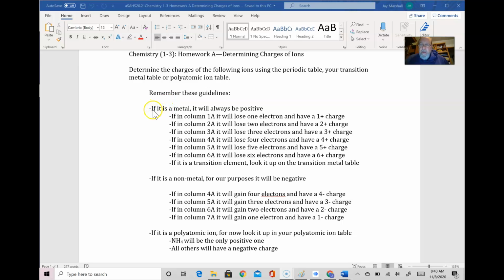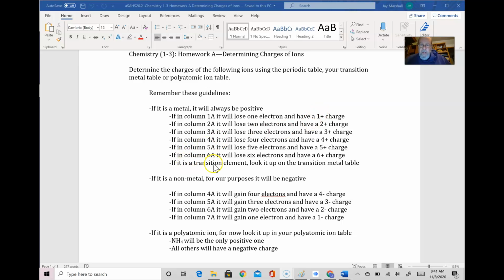If the substance that we're looking for is a metal, remember that's always on the left side of the zigzag line, it will always be positive. If it's in column 1A, it will lose 1 electron and have a 1+ charge. 2A, it'll lose 2 electrons and have a 2+ charge, and so on. So we figure out the number of a metal ion if we look at the A column number. That will be the charge on it.